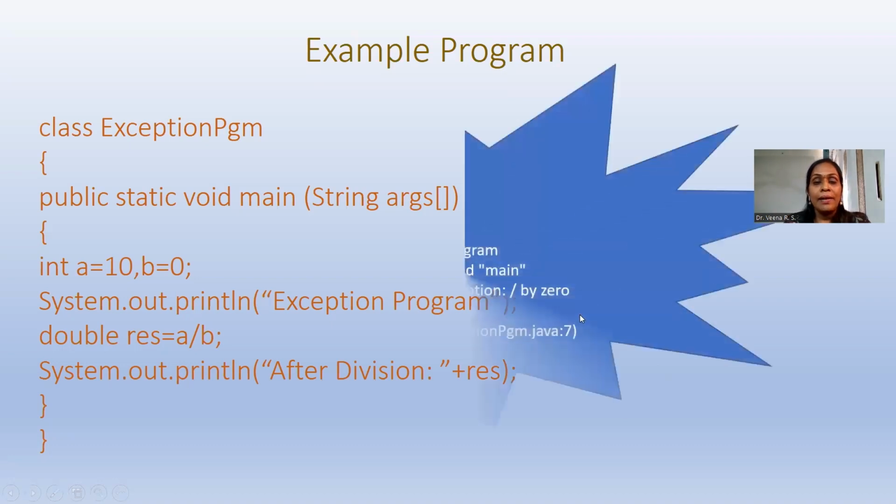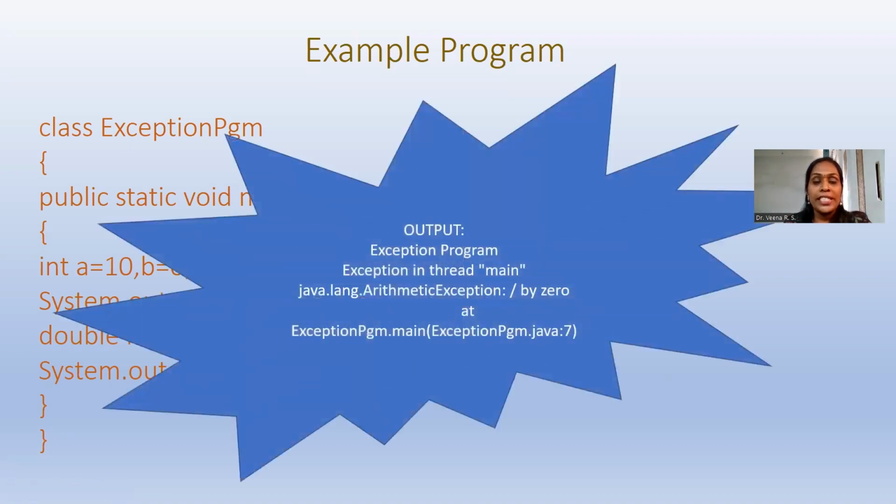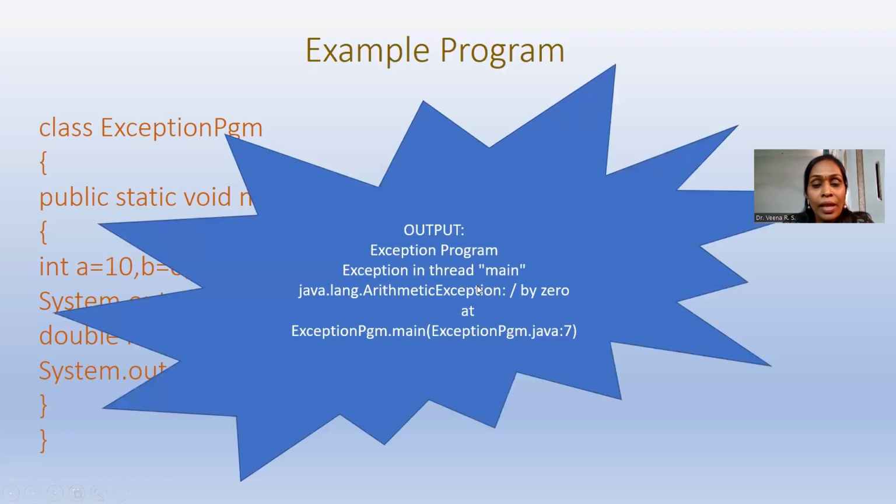So I can say that the output of this program, if you execute, will be displayed something like this. Just now I have explained, it will say that there is an exception in the main thread, and at what particular line number also it will display it. This is how basically the exception program goes on. If there is an erroneous condition or an anomalous condition, it actually stops the execution of the program in between itself.